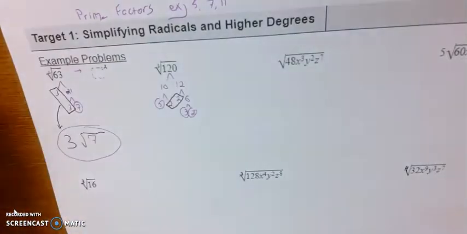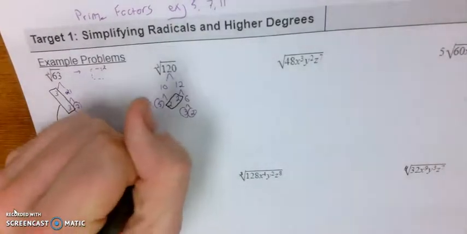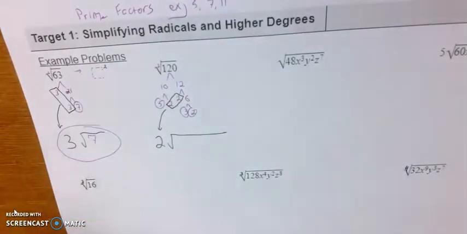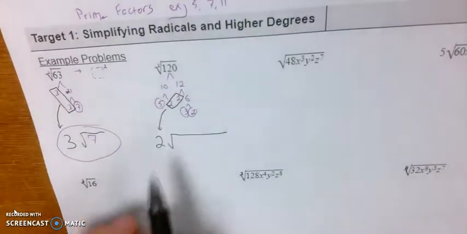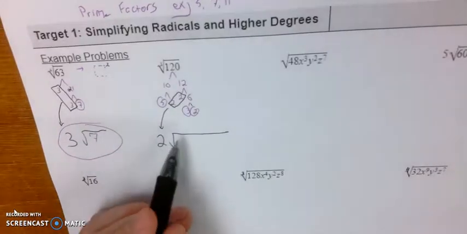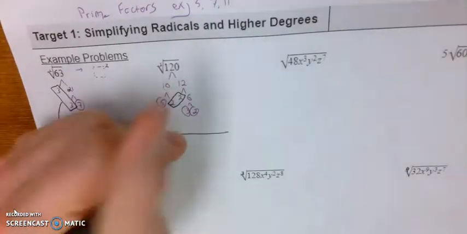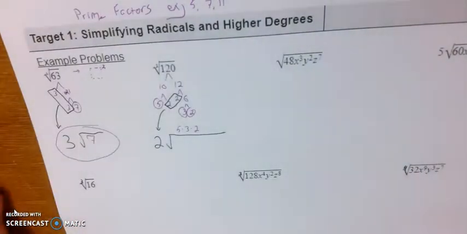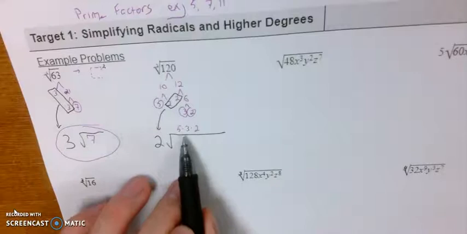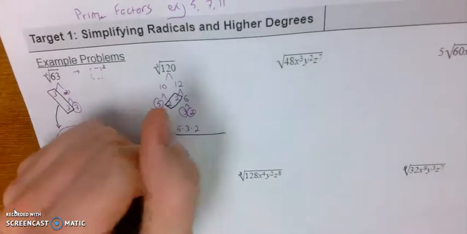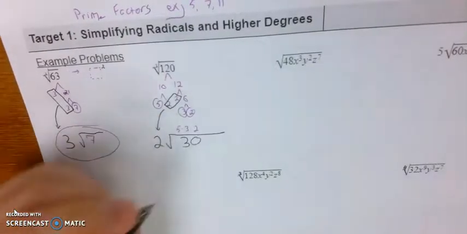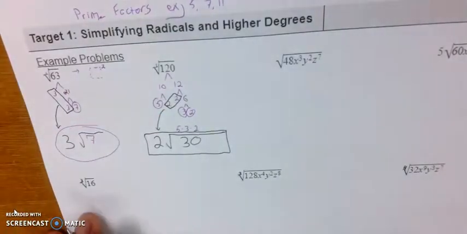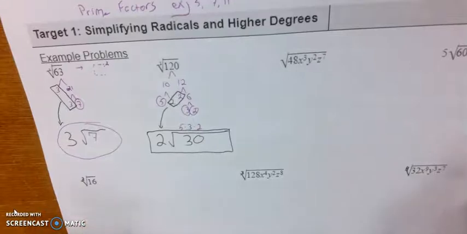So when I go through and write this as a simplified radical, anything that got paired up will go on the outside. In this case, I have a pair of 2s, so that comes out. On the inside, I have a 5, I have a 3, and I have a 2 that got left over. So if I were to multiply that out, 5 times 3 times 2, that would be 30. So 2 rad 30 is the same as saying square root of 120.